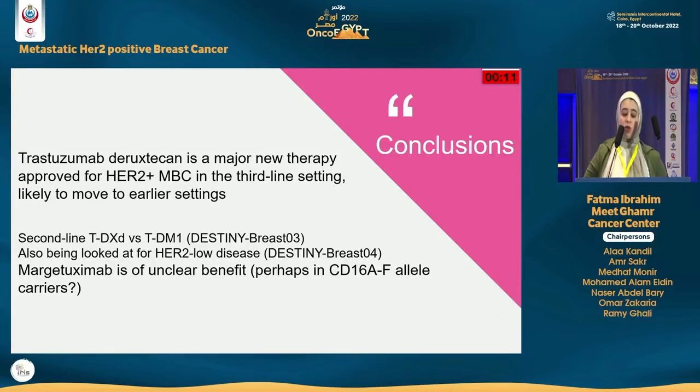Trastuzumab deruxtecan is a major new approach for HER2 metastatic breast cancer in the third line setting, moving to the earlier setting. Second line trastuzumab deruxtecan versus TDM1 is also being tested, as is HER2 low disease in DESTINY-Breast04. Margetuximab is of unclear benefit until now, perhaps in CD16A F carriers.